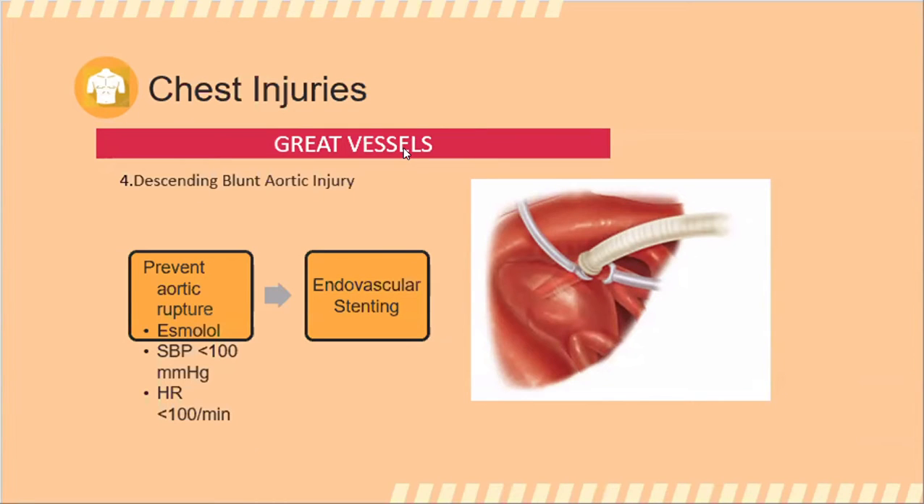For descending blunt aortic injury, to prevent aortic rupture, we can give esmolol to maintain an SBP of less than 100 and maintain a heart rate of less than 100 per minute. And we can do endovascular stenting to bypass the aortic artery injury.